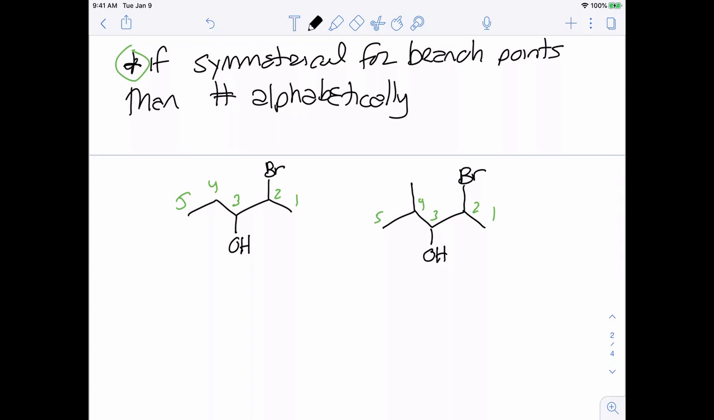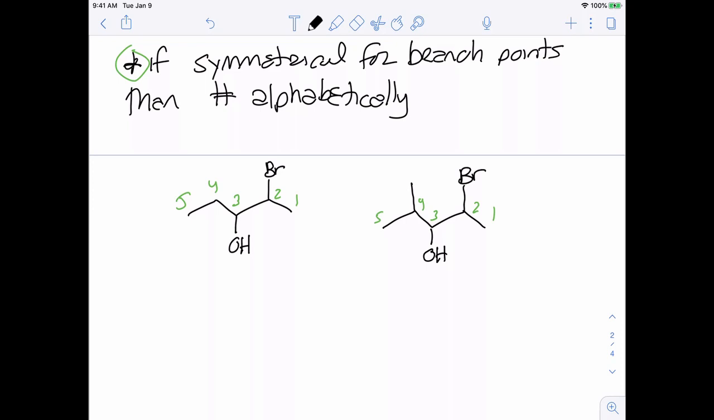We do need to say what carbon the hydroxyl group is on. So we're going to put the substituents in the front, just like we normally do. And then right before the parent, we're actually going to put the carbon number. There's two different ways we can do this. So there's a new naming system.